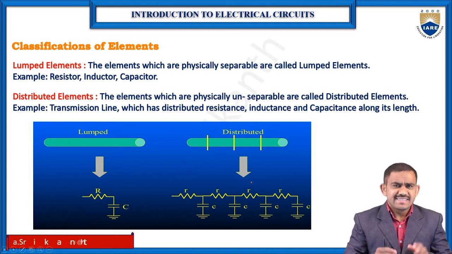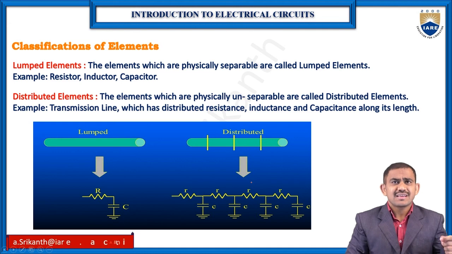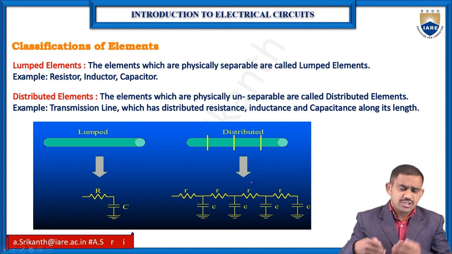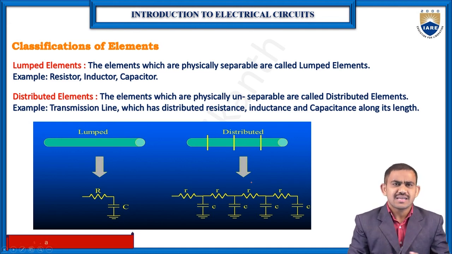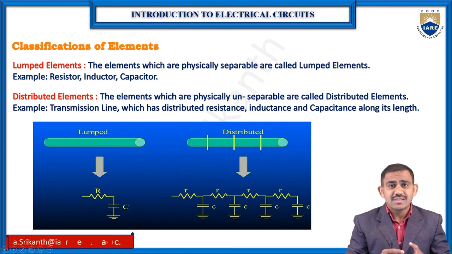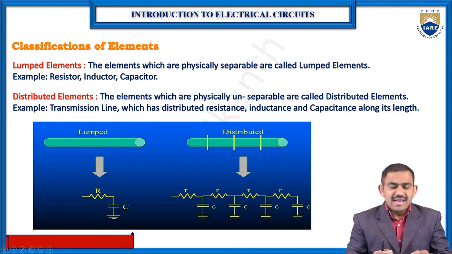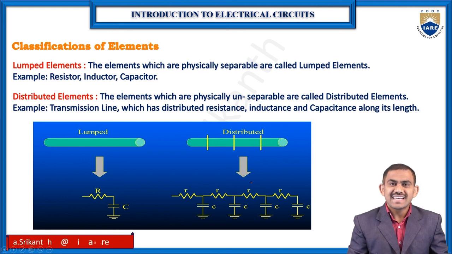Okay, transmission line. The examples are the same: resistor, inductor, and capacitor. In distributed also we have the resistor, inductor, capacitor. That's it. But lumped elements are physically separated, and distributed elements are physically non-separated. So that's the simple difference between lumped and distributed elements.